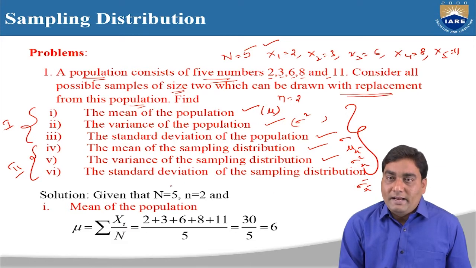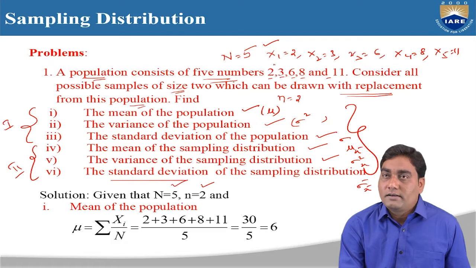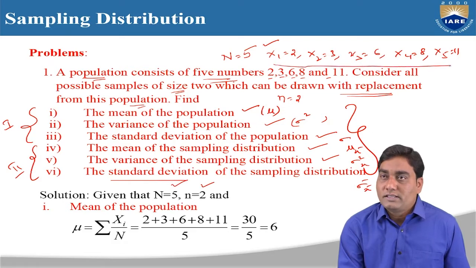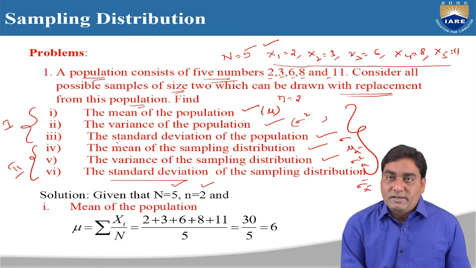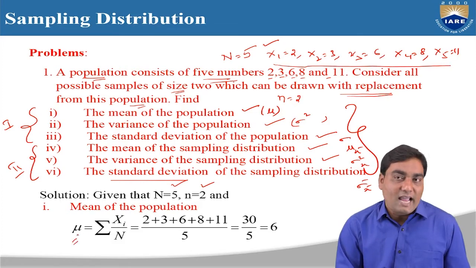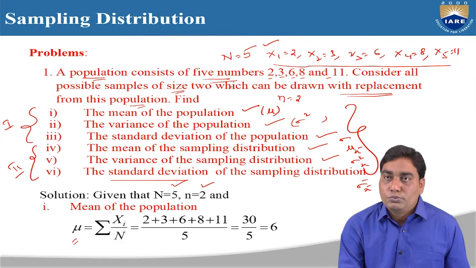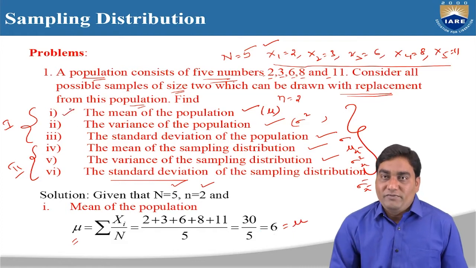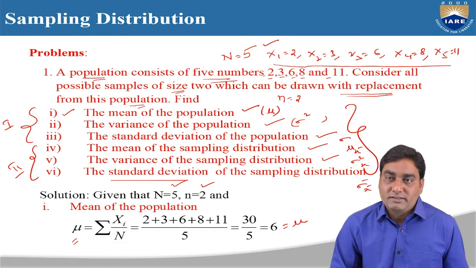See, capital N equal to 5 is given, small n equal to 2, and all x1, x2, x3, x4, x5 are given. So, what is the first problem? Mean of the population, symbol mu. Mean means average, sigma xi by n. First x1, 2. 2 plus 3 plus 6 plus 8 plus 11 by 5. 30 by 5, 6. The first part of the problem is completed. We got the mean of the population, 6.